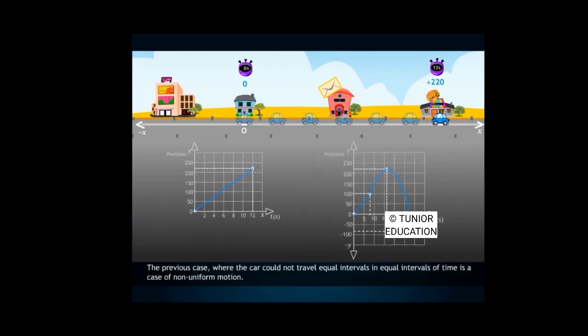The previous case, where the car could not travel equal distances in equal intervals of time, is a case of non-uniform motion. Average velocity and average speed.